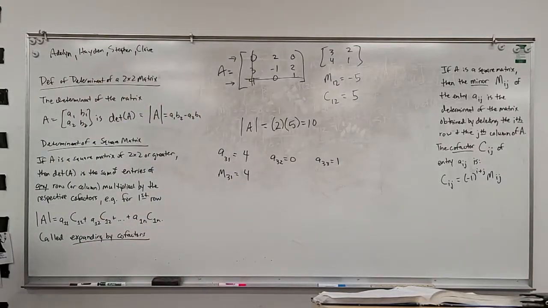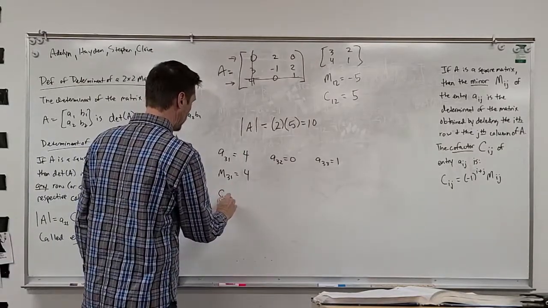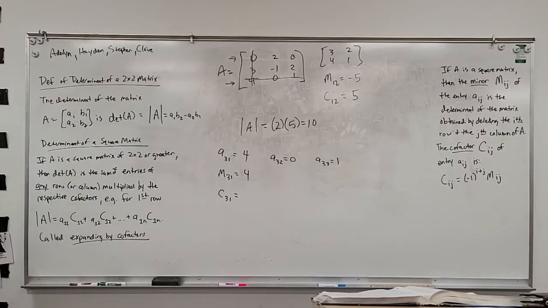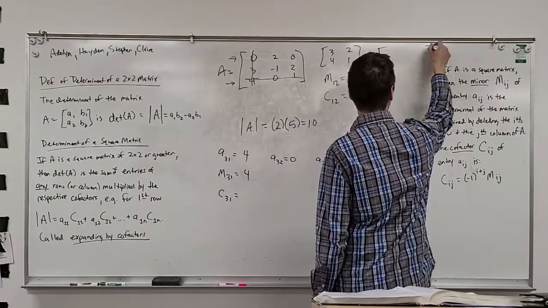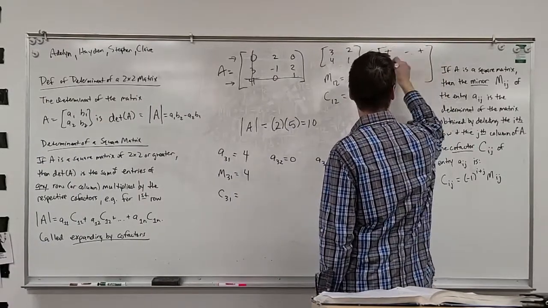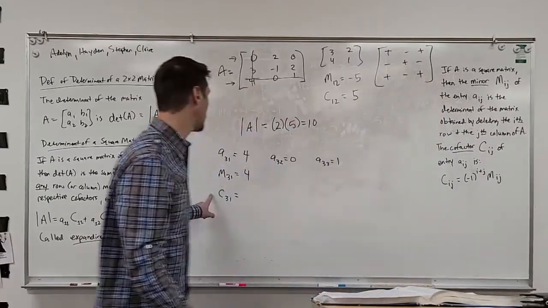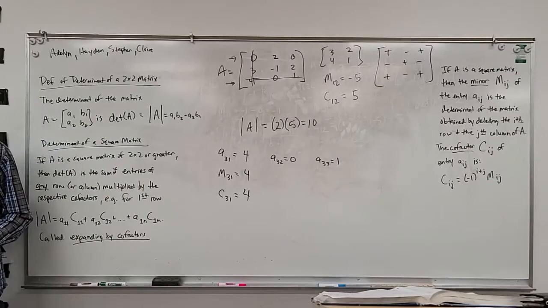And then, well, we'll just go ahead and figure out C for this. C31 is equal to, is our sign going to flip or stay the same on this one? Remember our little pattern, plus, minus, plus, minus, plus, minus, plus, minus, plus. So the sign stays the same for that one, right? Everybody follow that? All right.